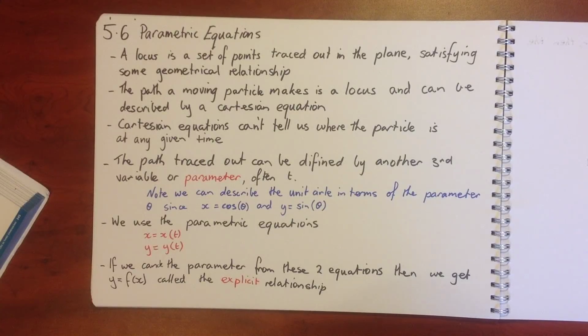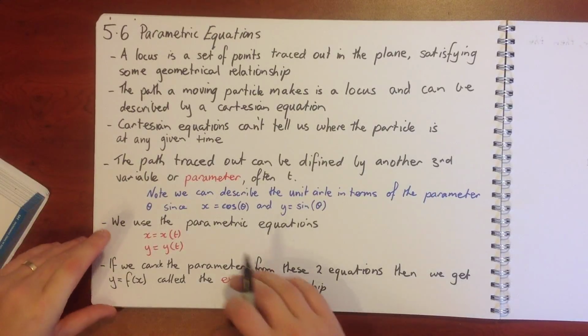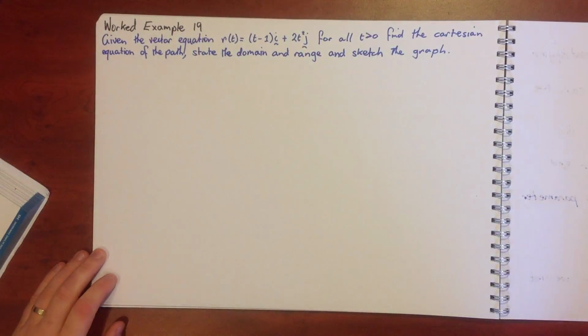We've got y and t and x and t, so if we can do a bit of rearranging and substitution, we can eliminate the parameter t to get our explicit relationship, which is usually what we want, because we know how to graph our equations when they're in terms of x and y. So have a look at some worked examples.